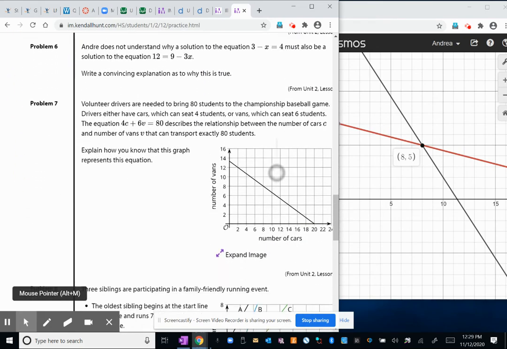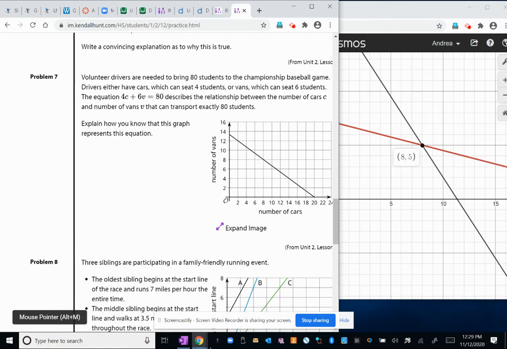And the other problems you had to do were numbers 7 and 8. So number 7 is a story problem about, looks like, a field trip to a baseball game. Volunteer drivers are needed to bring 80 students to the championship baseball game. Drivers either have cars, which can seat 4 students, or vans, which can seat 6 students. The equation 4c plus 6v equals 80 describes the relationship between the number of cars, c, and the number of vans, v, that can transport exactly 80 students.